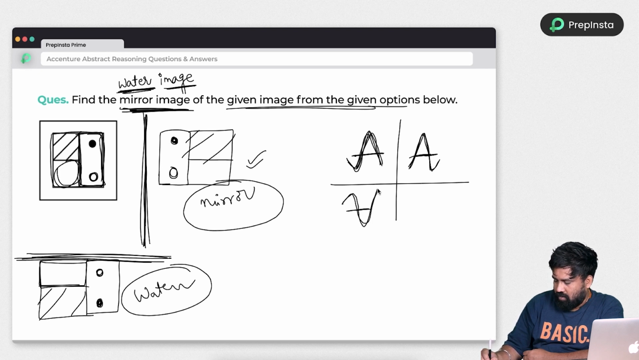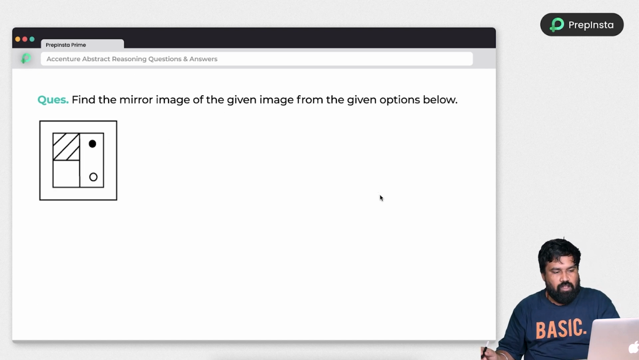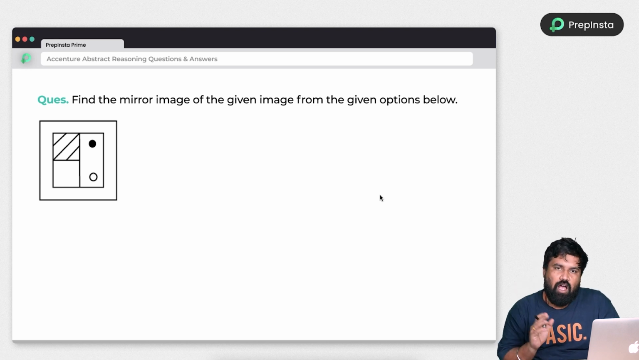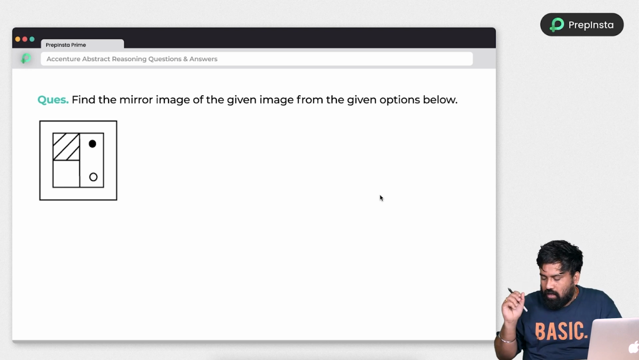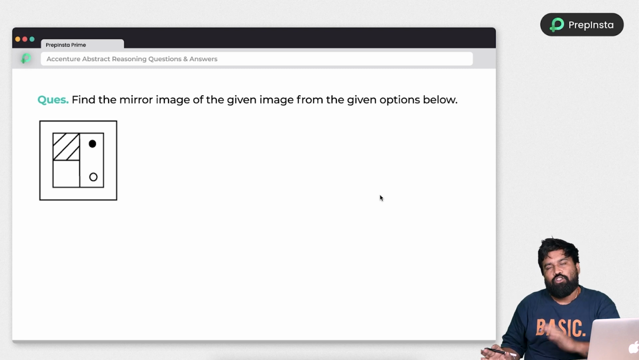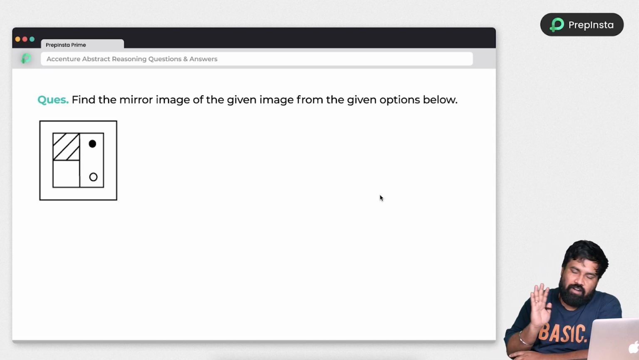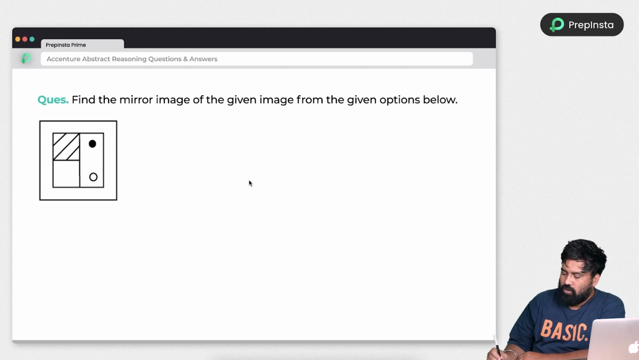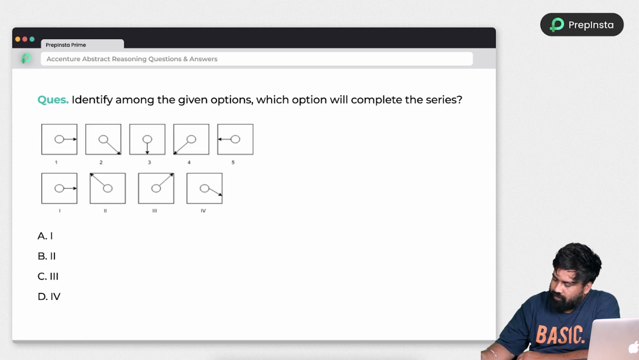Water image comes. So it's all about your imaginary skills. Okay. So with a single question, I hope I have explained both the water and mirror images to you clearly. If you still have any doubts, you can comment on this video and we'll definitely reply back, guys. So let's look into the next problem.